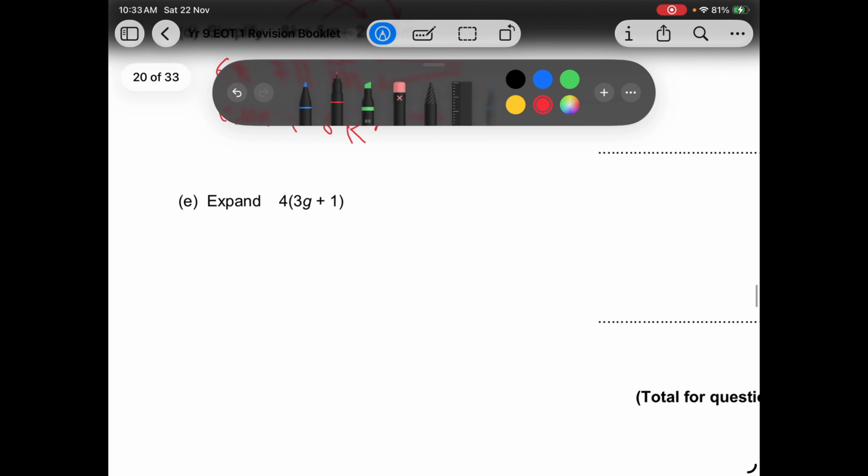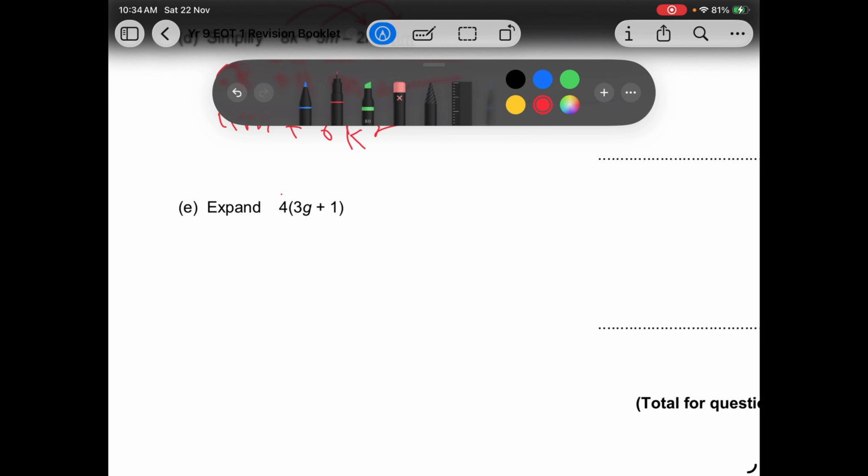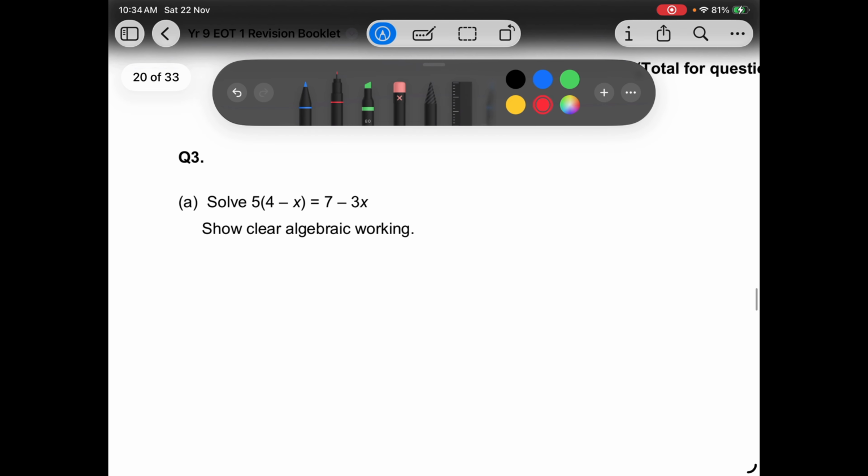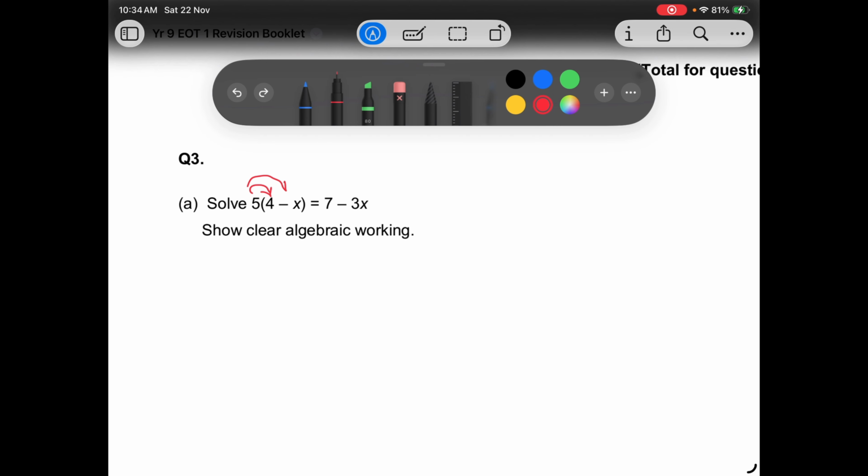So here expand, and this is one of the easiest things to do. So multiply 4 by the first term, this is 12g plus 4, and we call this what? Distribution law, or the law of distribution. To multiply 4 by these two guys. Okay, here solve, I will expand first, so life will be a bit easier.